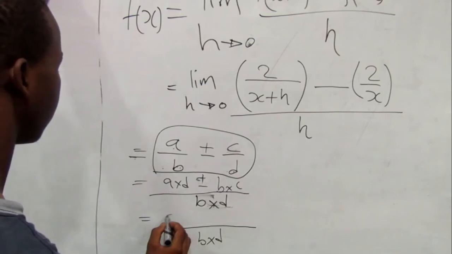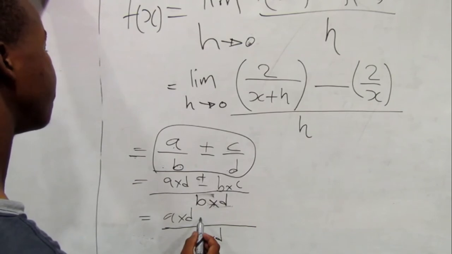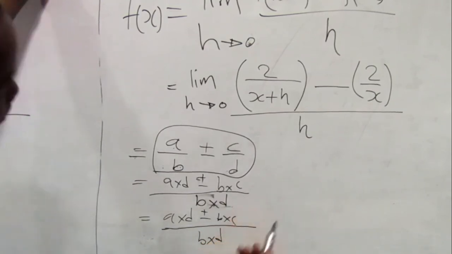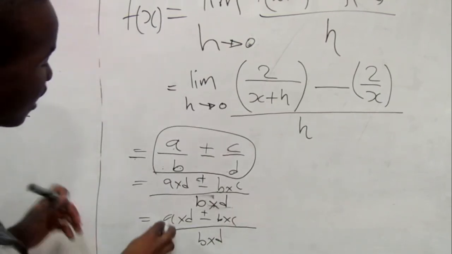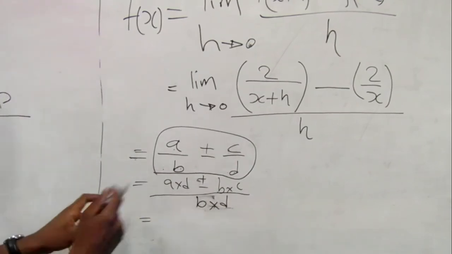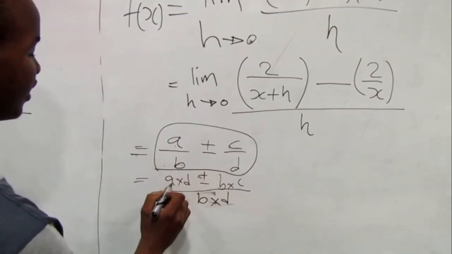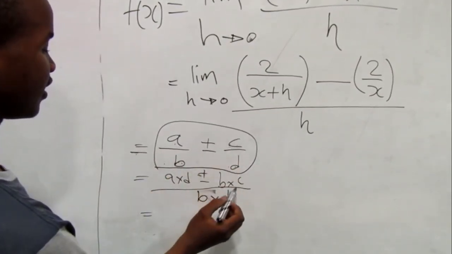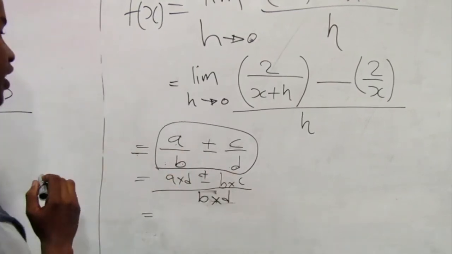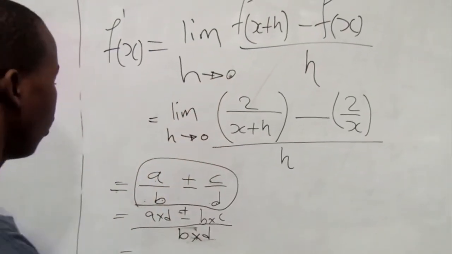Then it's going to be a times d plus or minus b times c. It's the same thing, but I prefer this one because it is straight and simple and straightforward. a times d here, plus or minus b times c here. Then the denominator is going to be b times d. We are going to use this rule here.